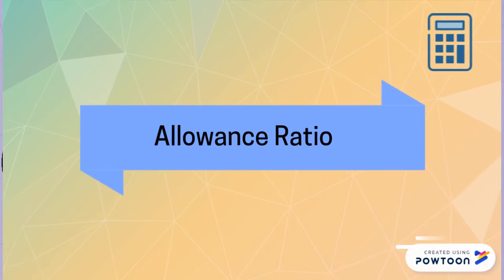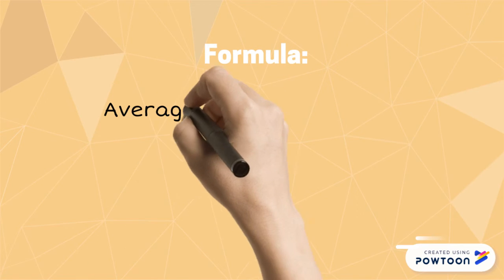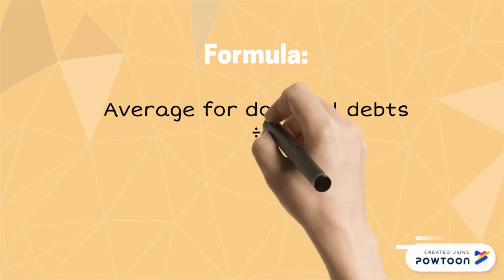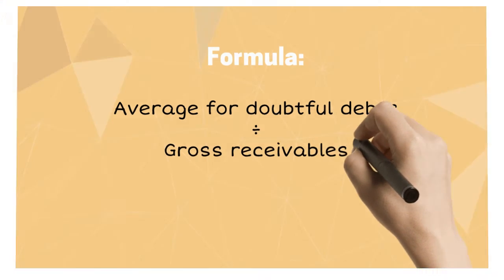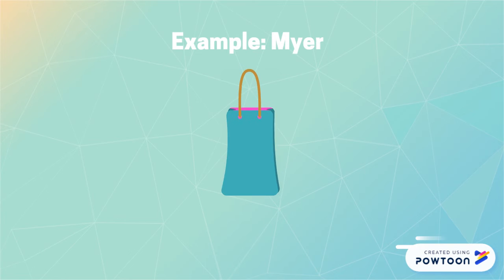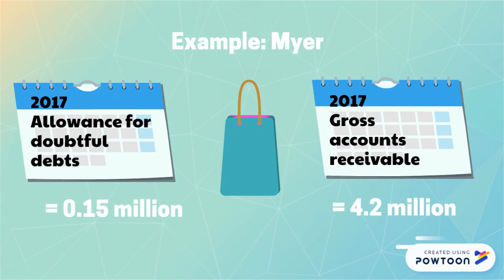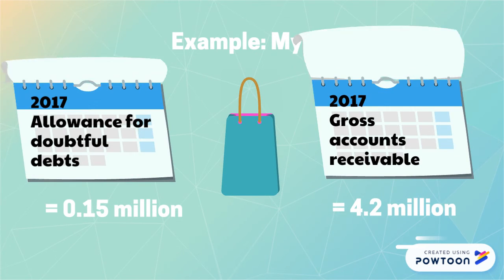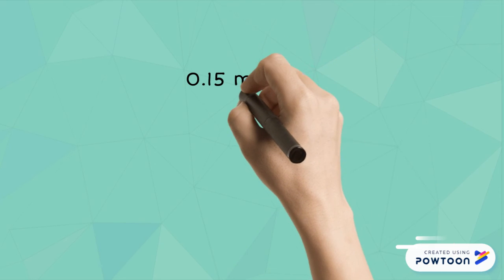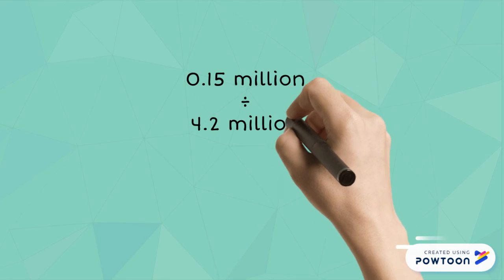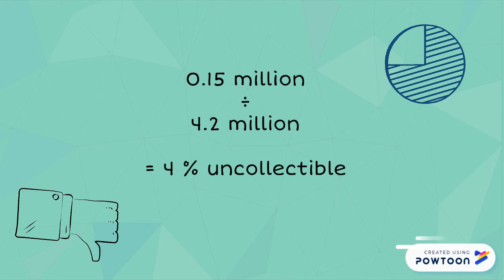The last ratio is the allowance ratio, which finds the percentage of receivables that are expected to be uncollectible in the future. The formula is average for doubtful debts divided by gross receivables. Maya had the following figures for the year 2017. When placed into the formula, we can see that 4% of the receivables are expected to be uncollectible.